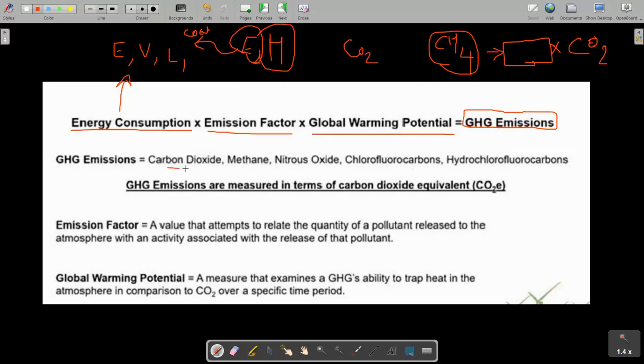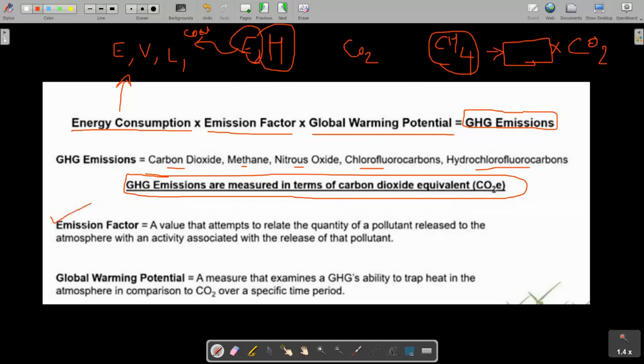There are different gases: carbon dioxide, methane, nitrous oxide, chlorofluorocarbons and hydrochlorofluorocarbons. And here it is written that greenhouse gas emissions are always measured in CO2 equivalent. And here is what the emission factor and global warming potential are. This is the definition, for those who cannot understand.